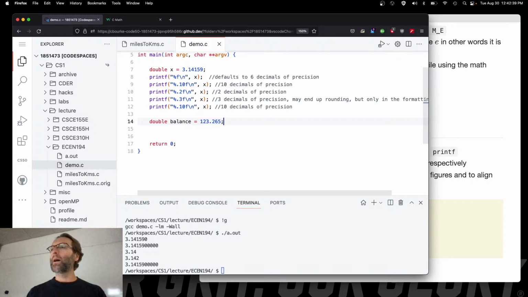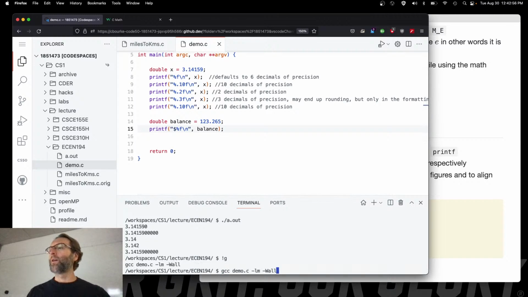Let's go ahead and print that out and format it as money. Well, money begins with a $ sign, and I'll go ahead and go %f here and the newline. And I'll print out my balance. There we go. And what's it going to end up doing by default, according to line 8?